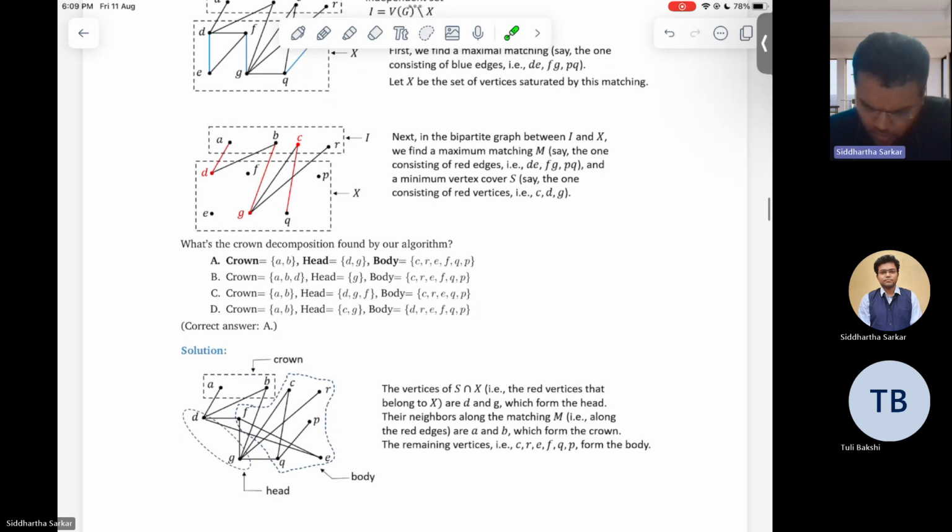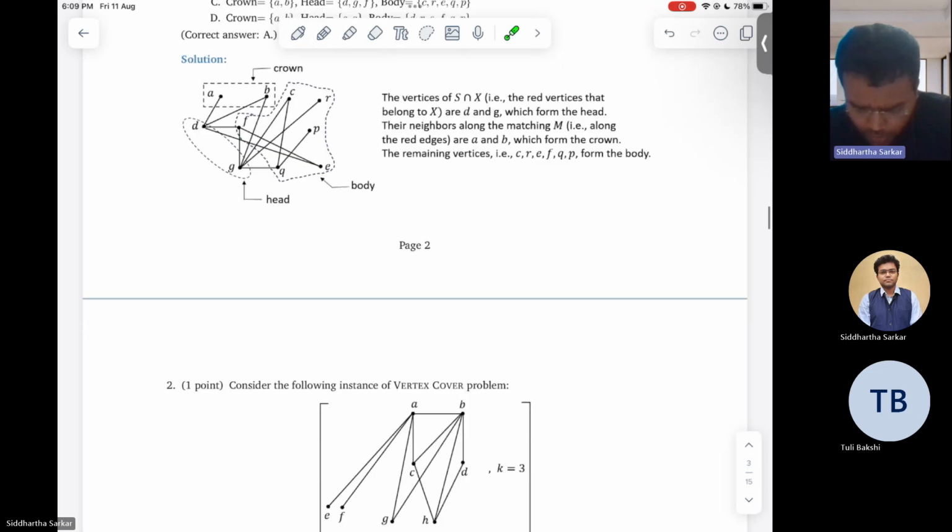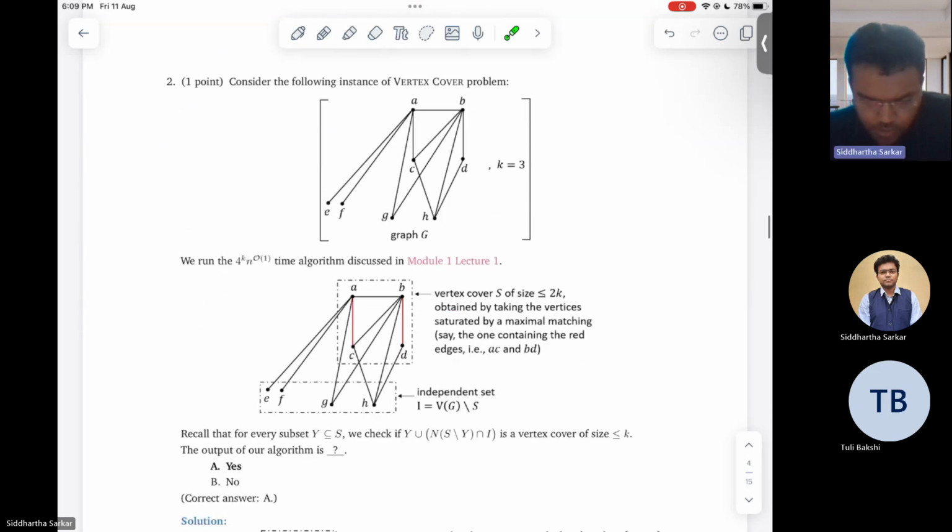Okay. I think if you go through the video, then you will be able to appreciate how the crown, head, and body is computed for any graph according to this algorithm. So let's move to the next question.